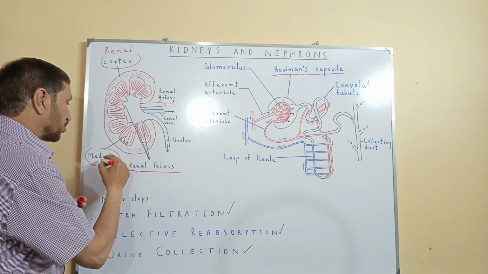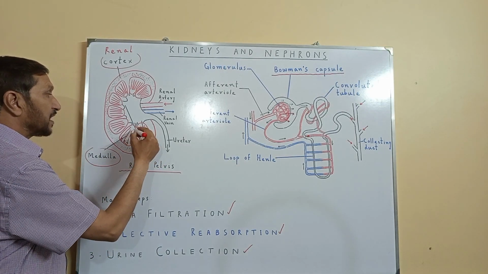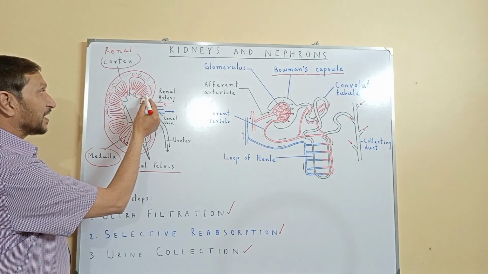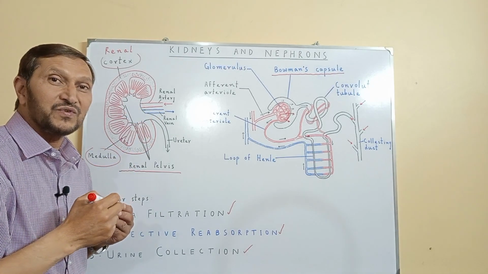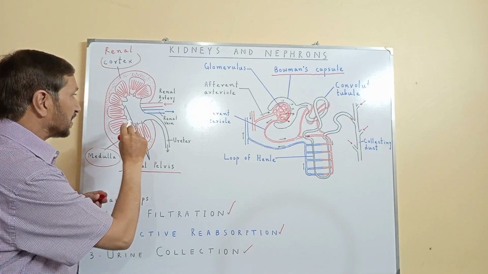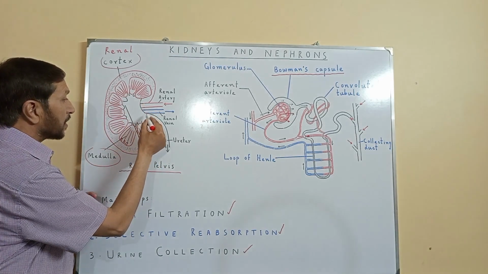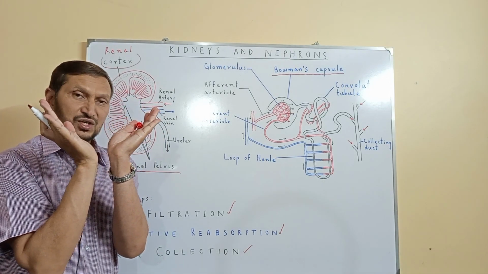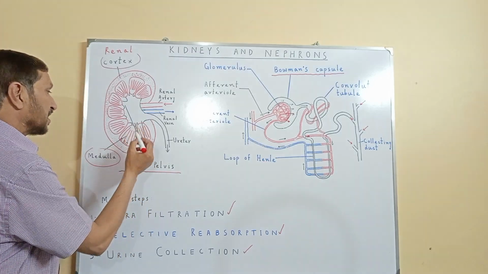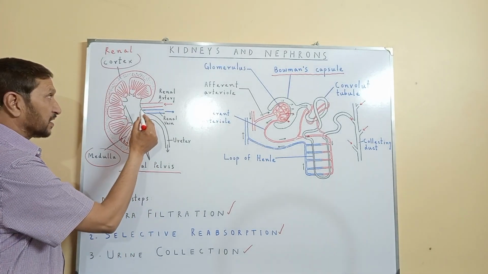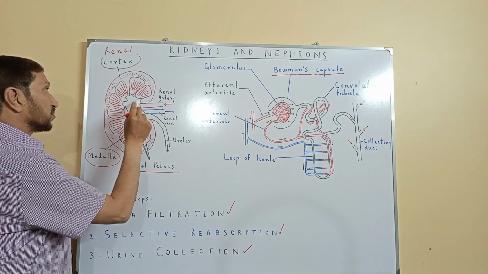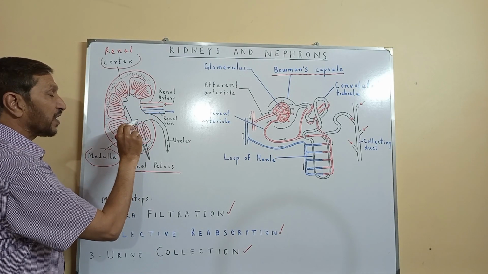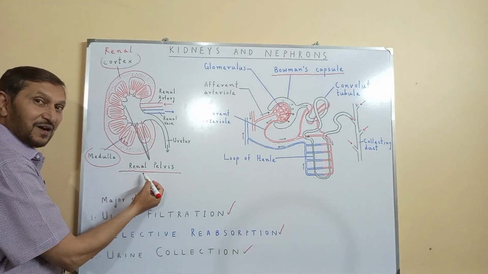Here in this portion of the medulla there are pyramid-like structures, pyramids, and these pyramids contain collecting tubules which collect the urine, and then they pour it into a funnel-like structure. This funnel-like structure is called the renal pelvis. The filtered urine is collected through the collecting duct and then eventually is poured into this funnel-like structure called the renal pelvis.